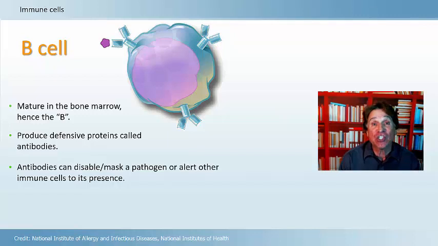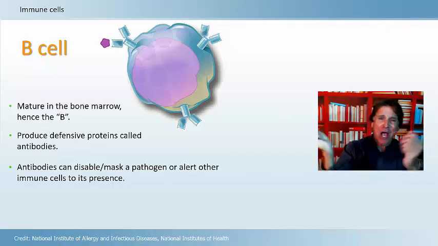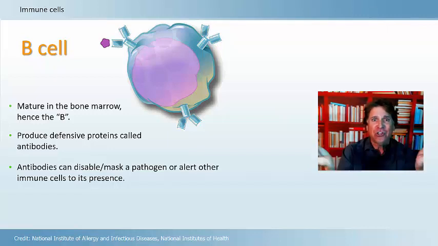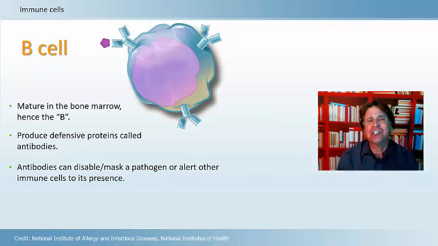Now, antibodies can disable, they can mask a pathogen, or they can even alert other immune cells to the pathogen's presence. They do this by binding to the antigen, and they act as a flag saying, here I am, come destroy this cell. This cell is infected, we need you, and we need the action of the toxic chemicals that you have. So these are some of the roles of the antibodies, and which makes them effective in fighting pathogens.